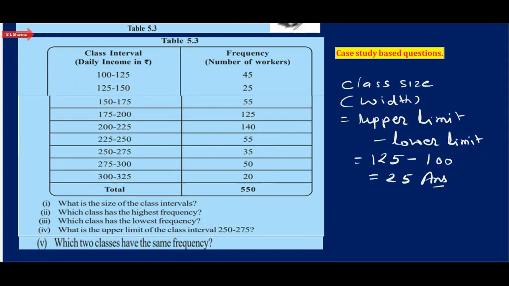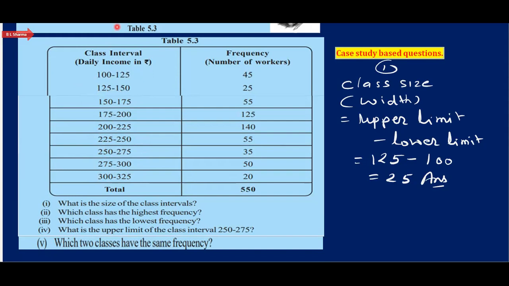कोई भी class ले लीजिए. देखिए, you can take this class. Upper limit is 250, lower limit is 225. So that difference is again 25. You can take the last class here. Upper limit of this class is 325 and lower limit is 300. Their difference is again 25. So class size here in this question is 25, and this is the answer of the very first part of this question.